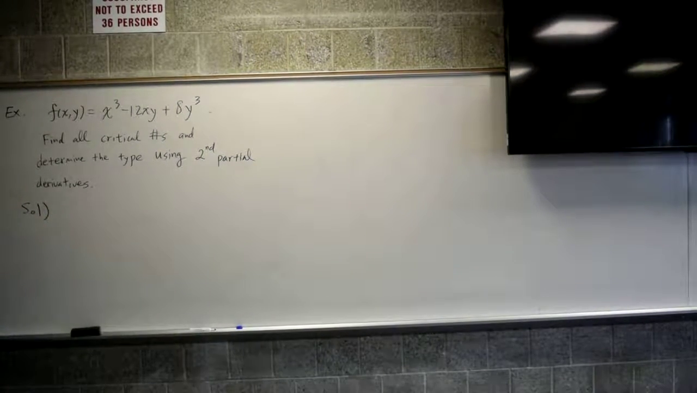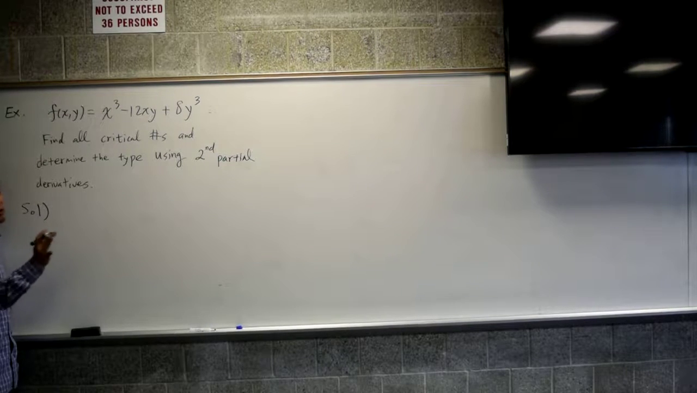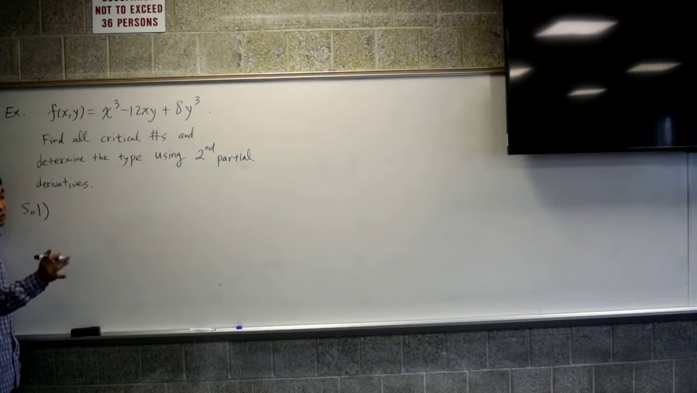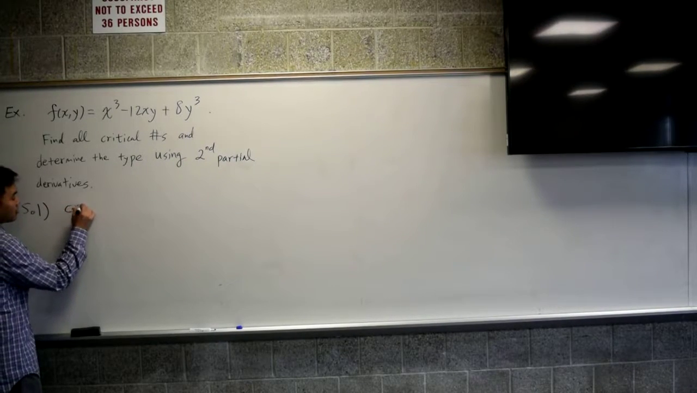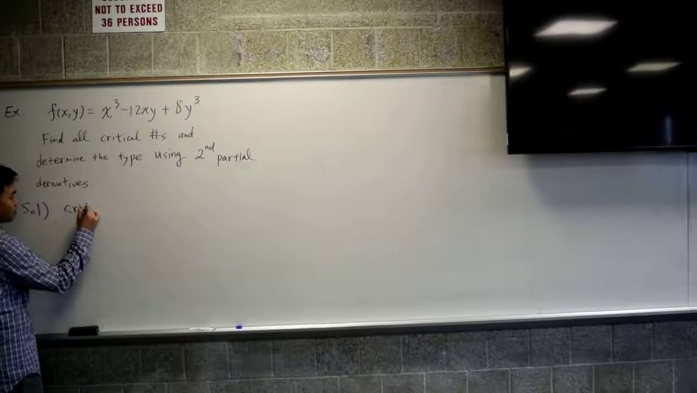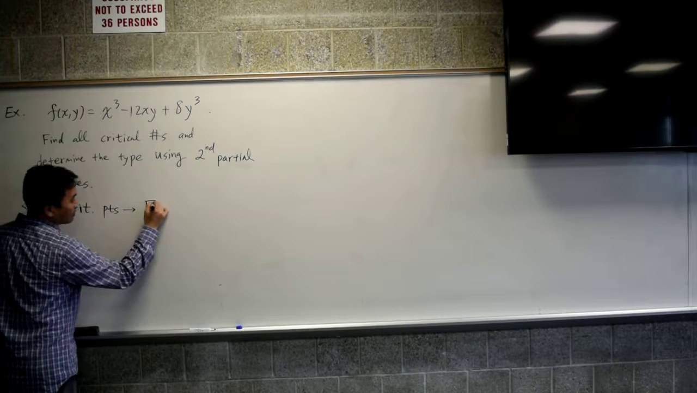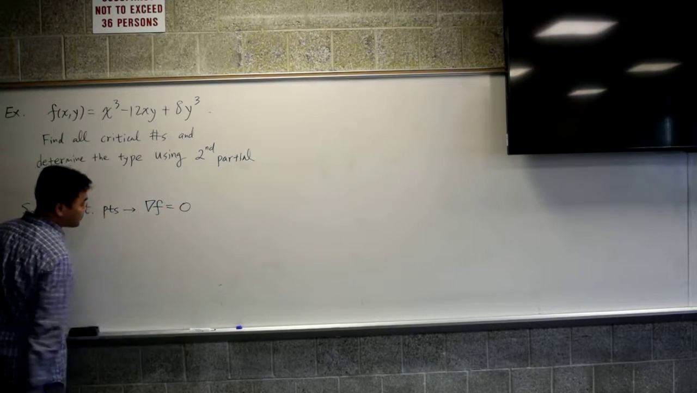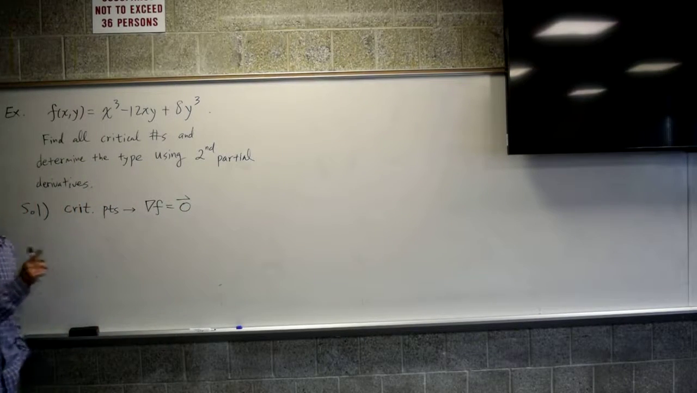First, what's a critical number again? It's a point where all the partial derivatives are zero, right? So to find critical points, you need the gradient of f to be 0. And because this is a vector, this is really 0 as a vector, meaning all the components must be 0.